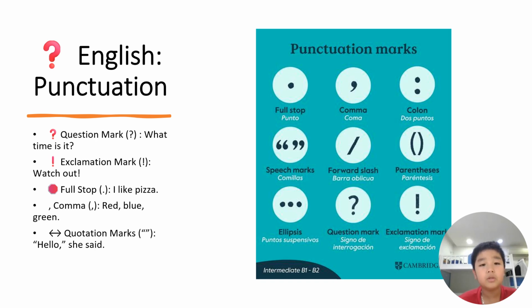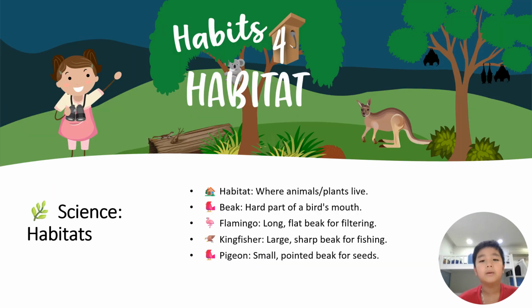They are used to separate items in a list or parts of a sentence, like red, blue, and green. Quotation marks are used for dialogue. For example, "Hello," she said.